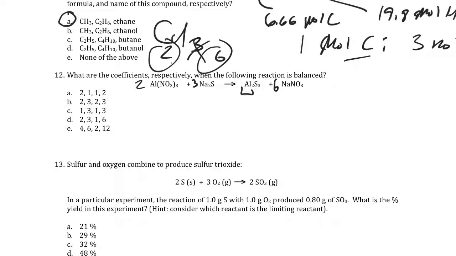So then 3 in front of sodium sulfide gives me 6 sodiums on both sides, and then that should balance the sulfurs, and I have 3 sulfurs on both sides. So 2, 3, 1, 6. Answer D, because we're giving these from left to right across.